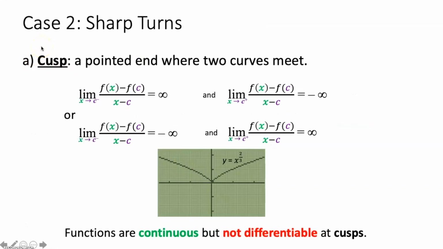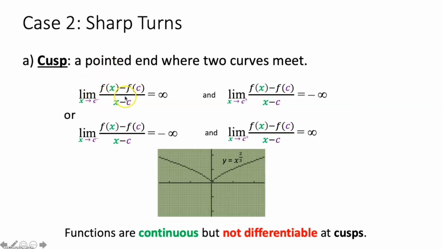Case 2, where a function would not be differentiable, is sharp turns. And there's two types of sharp turns we're going to talk about. The first is a cusp, and that's a pointed end where two curves meet. So in this example, you see we have a curve coming in from the left and a curve coming in from the right. Those two curves meet at a point right here at x is equal to 0, and we call that a cusp.